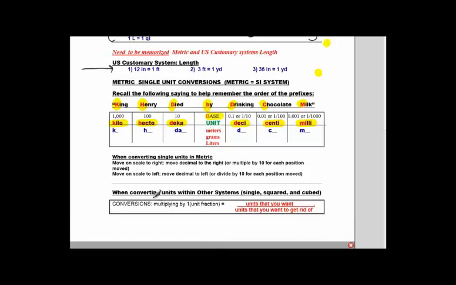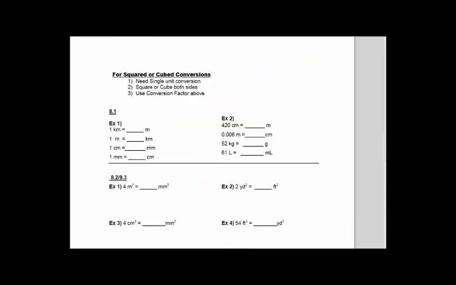And then also, when you're converting units within other systems, we're going to look at ones that would be single, squared, and cubed. We would want to, and we'll do some examples here in a minute, multiply by 1, which is considered a unit fraction, units that you want over units that you want to get rid of. Okay, so let that be a nice study sheet for you of what you need to know from Chapter 8 and what you'll be given.